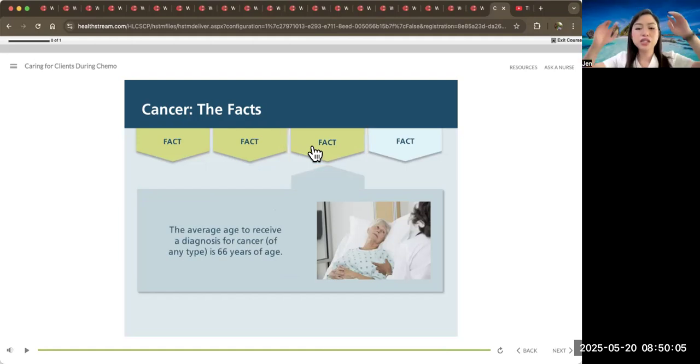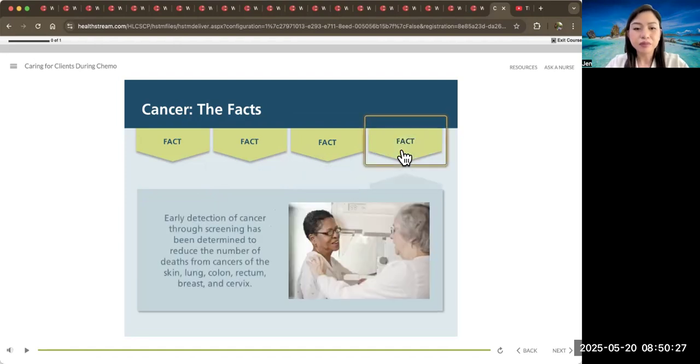The average age to receive a diagnosis for cancer of any type is 66 years of age. Although here at the clinic, I have some clients who are age 36, but this is the average age. Okay, the average age to receive a diagnosis for cancer is 66.